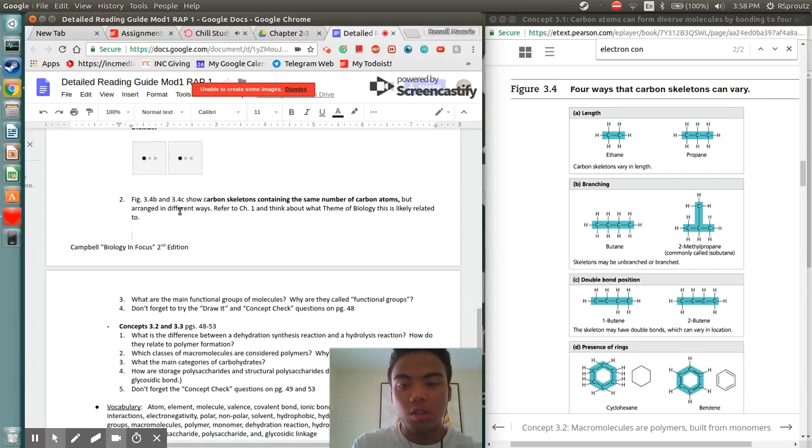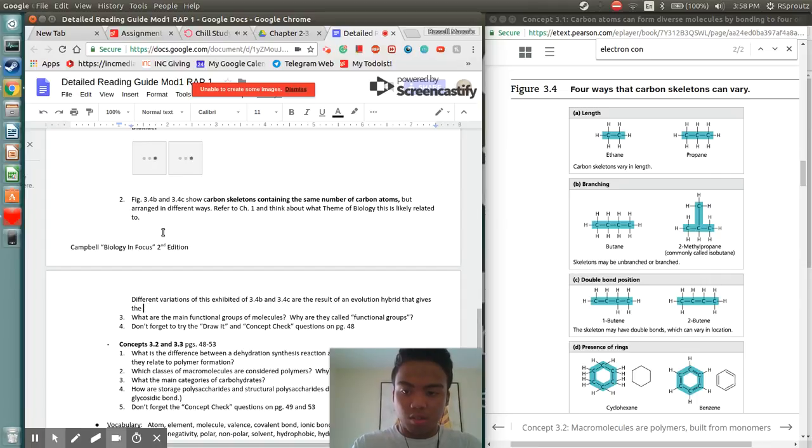It could also result in evolution, how things result in being different, the branching, different species or versions. Variations of this exhibited of 3.4b and 3.4c are the result of an evolution hybrid. It gives the differences, the adjustability of the result in this substance.